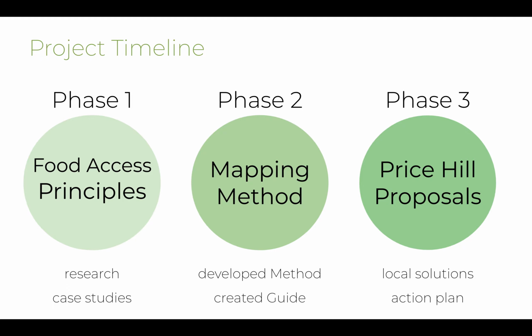So next time, at the end of April, we will be finishing phase three, where we apply this method following the guide to Price Hill and identify what food access proposals we can recommend that we believe could be implemented to address food access. So ultimately an action plan.